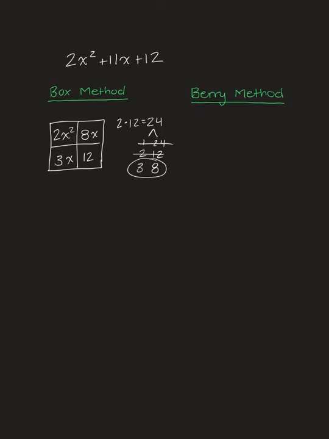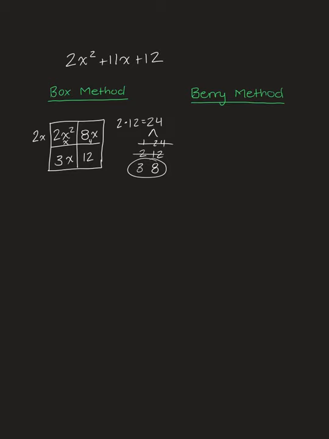Now remember, you're gonna factor out your greatest common factor from your rows. So 2x squared and 8x, my greatest common factor is going to be 2x. So if I factor out a 2x from 2x squared, all I'm left with is x. If I factor 2x out of 8x, all I'm left with is 4.